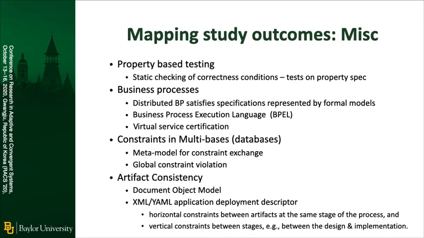Constraints in multibases, another interesting direction: exchange of metadata across multiple systems in order to apply and enforce some global constraints and identify violations on the global level. So this would be one direction to move forward when we have distributed modules and we want to find out whether they are compliant. So we extract the meta model. For instance, does this have a model of person? If so, does it correlate within the fields? Another interesting direction was checking consistency of documents. So the document object model, for instance, typically described in XML or YAML, such as deployment descriptors.